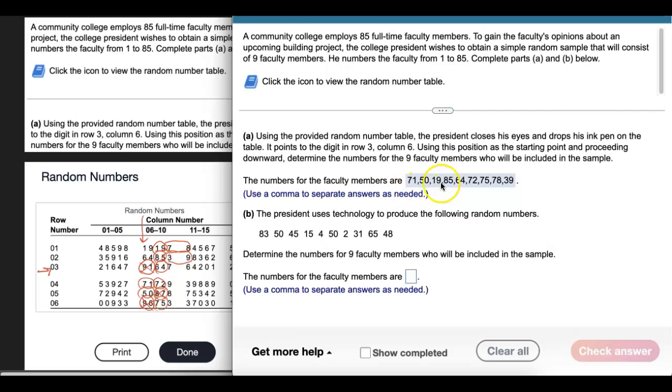So I did this earlier. I placed those values here, and those are the numbers for the faculty members who were chosen using this particular technique of simple random sampling, the technique of the random number table.